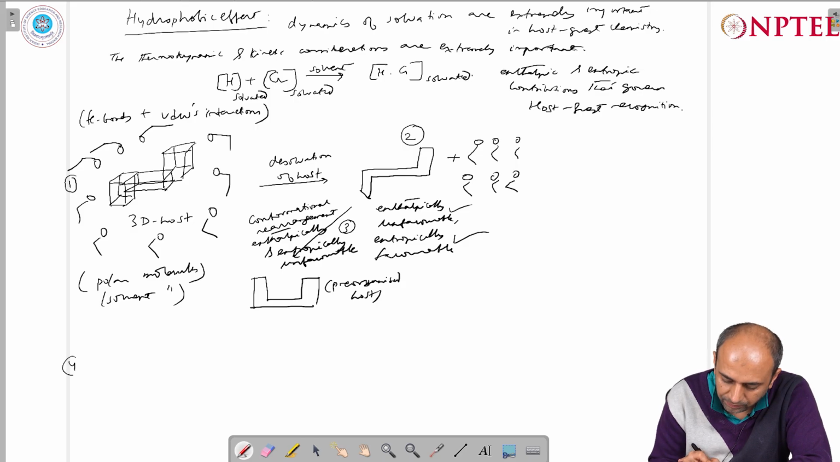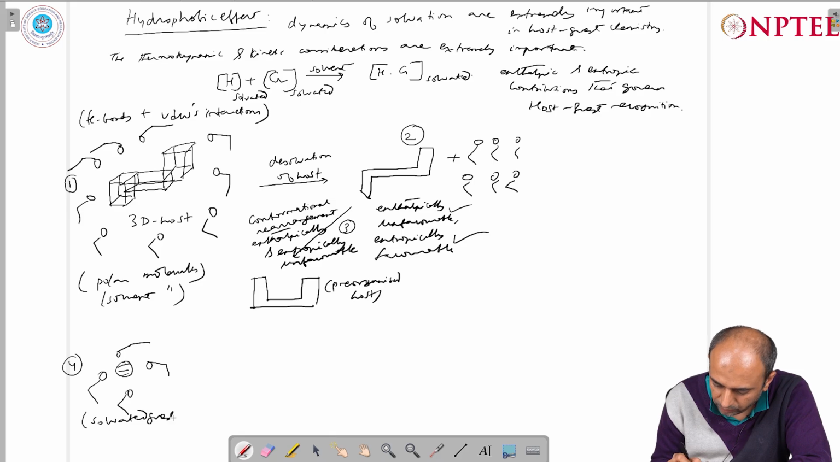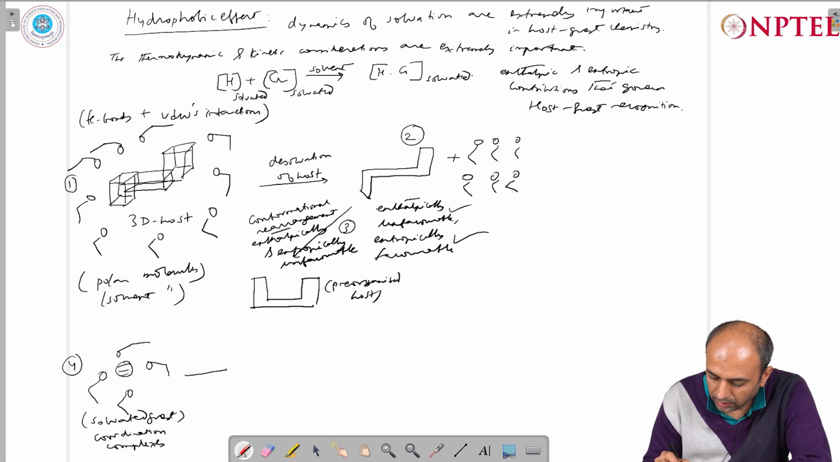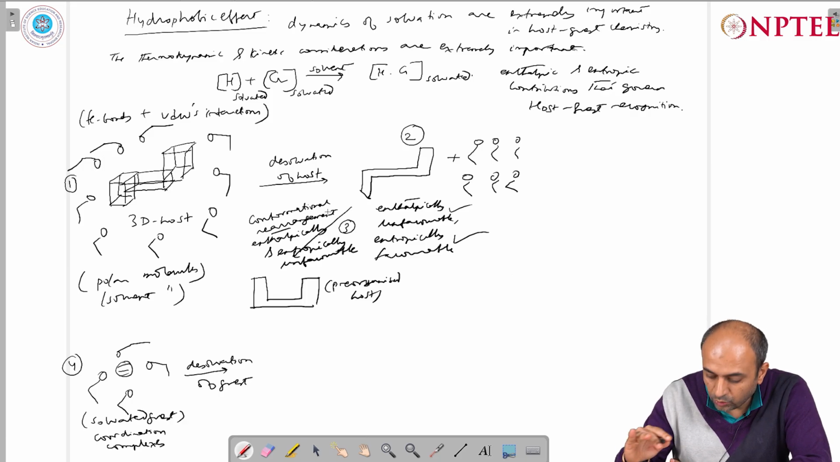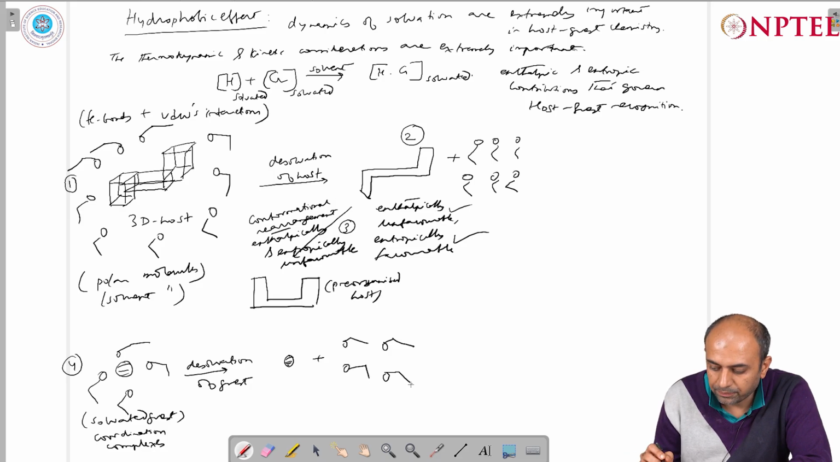Now, coming to the guest side, you have the guest which is actually solvated. So, this is the solvated guest. For example, we have the different coordination complexes, and now we have the desolvation of guest, because if the guest has to coordinate with the host, then it has to remove the solvent molecules, the solvent shell has to be removed. So, we now get the isolated guest and the solvent molecules are in the bulk.